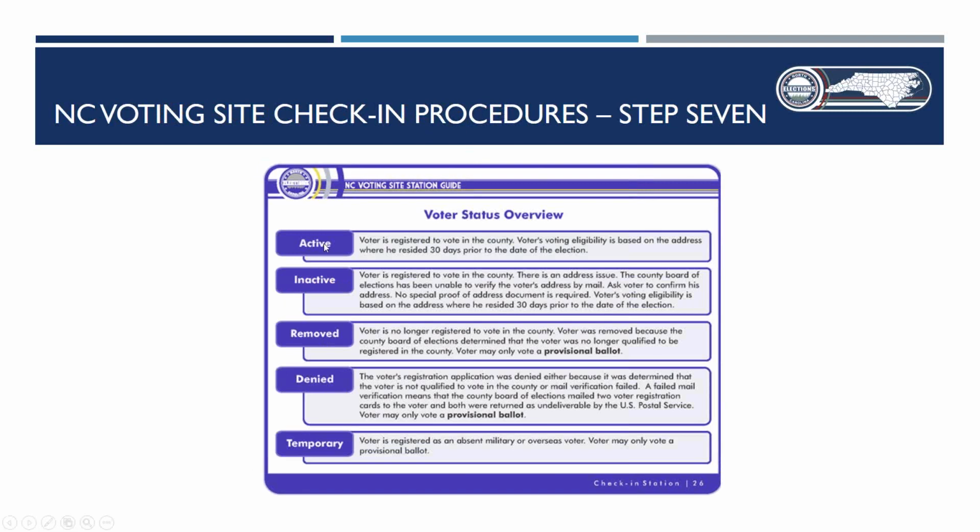Right. Yeah, active and inactive voters can vote in SOSA. Removed, denied, they cannot. Their only options would be provisional ballots. And temporary folks should be able to vote as well, as long as they haven't already voted with an FPCA or UOCAVA.